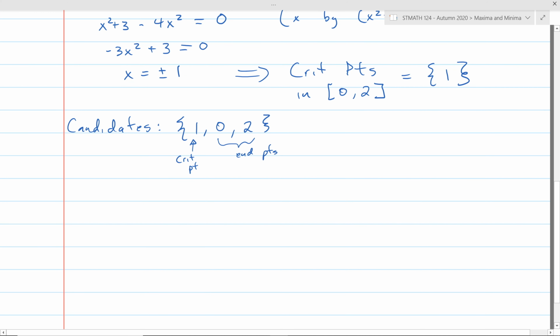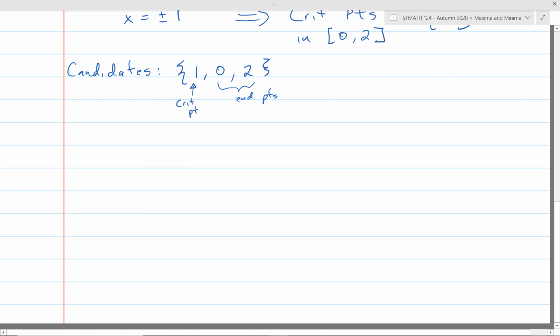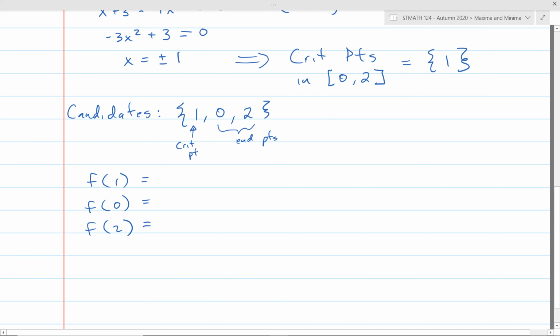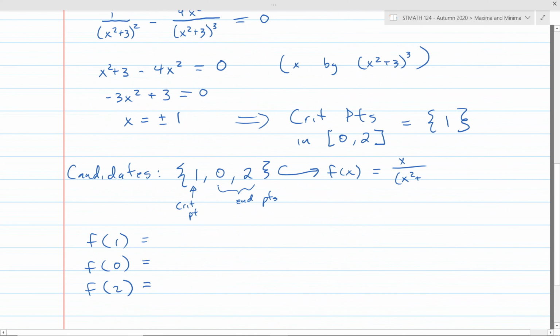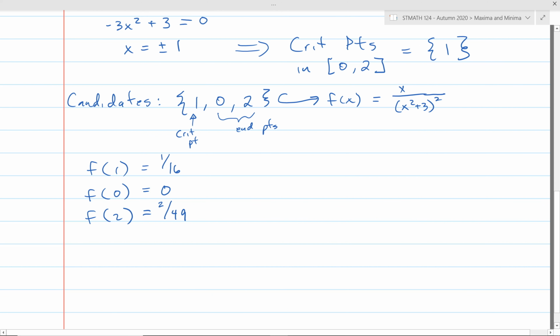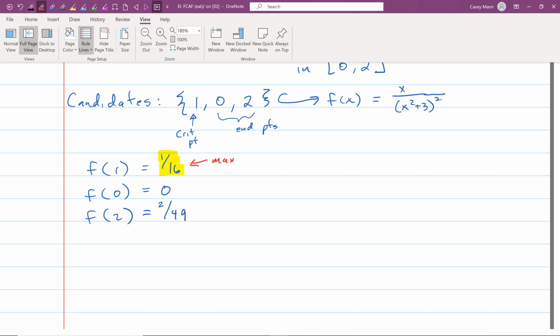And so then all I got to do is plug those three numbers into my function. So I got to look at f of 1, f of 0, and f of 2. So remember, the idea is you're going to plug those numbers into f of x equals, what was our function? x over (x squared plus 3) squared. Now numerically, which of these is the biggest? I think 1/16 would be your maximum. And clearly 0 would be minimal.